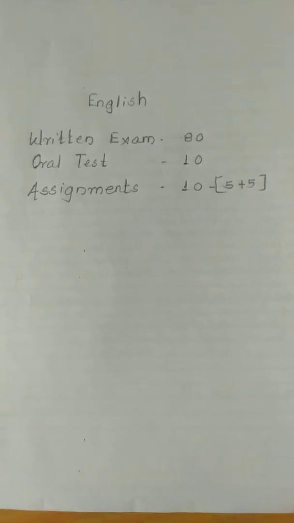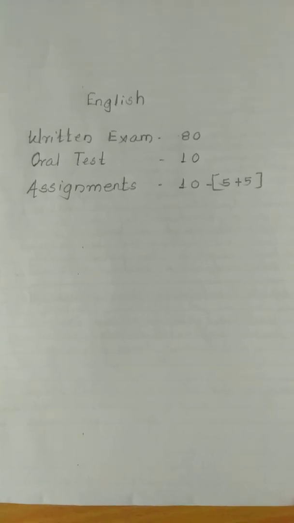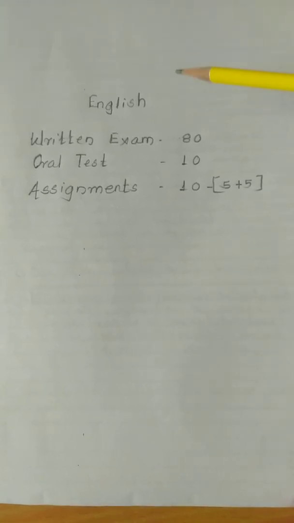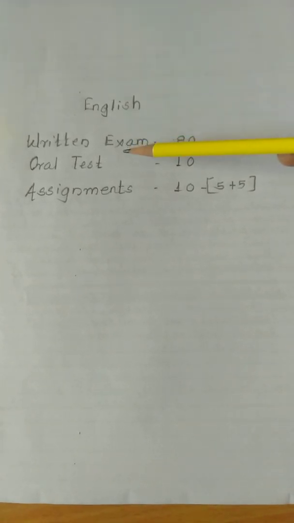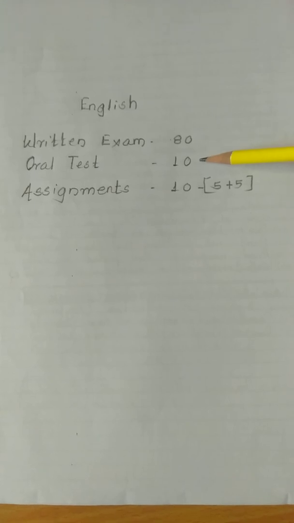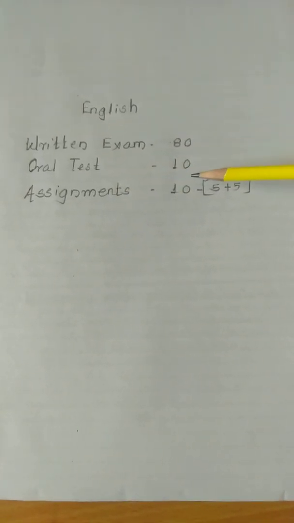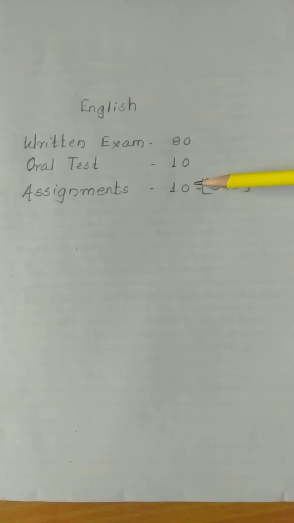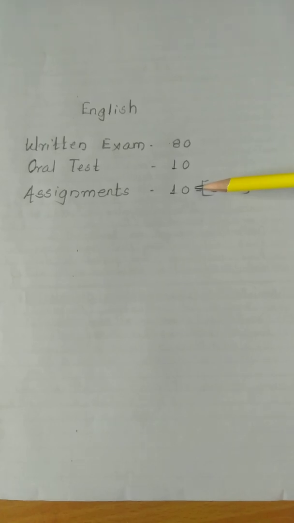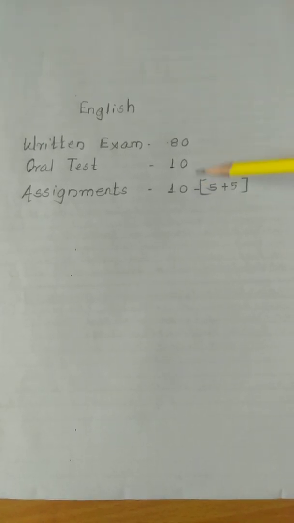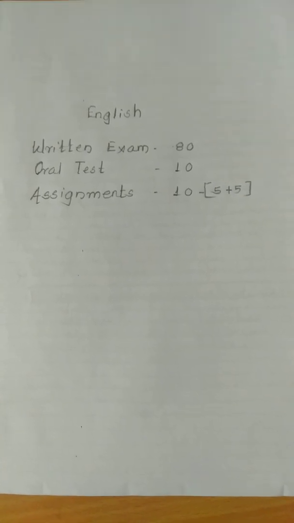Now try to understand how these 100 marks are divided. You are going to attempt a written exam of 80 marks. The oral test will be of 10 marks and you are going to complete two assignments for 10 marks. Each assignment will carry 5 marks. So, this is the evaluation of our English subject.